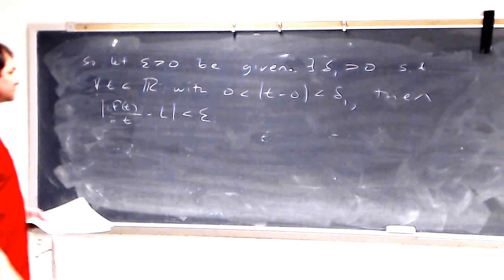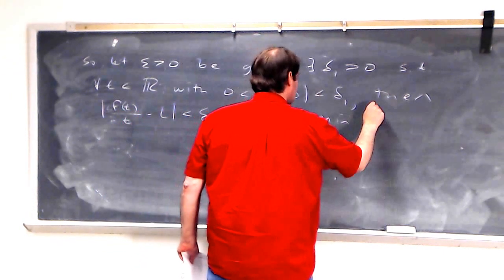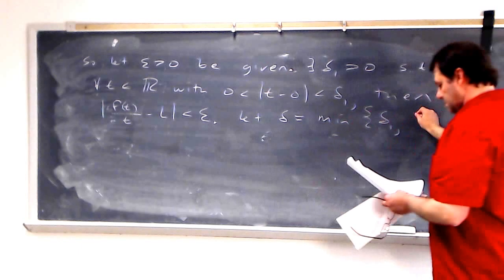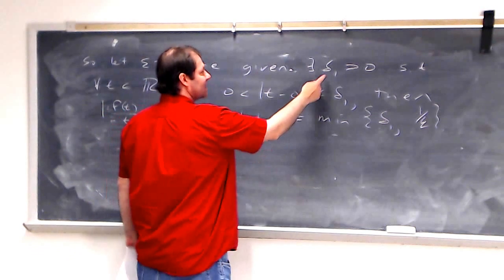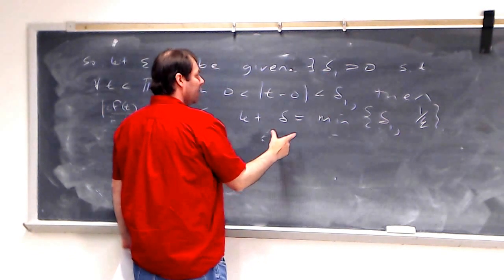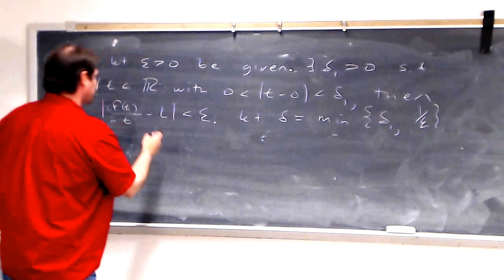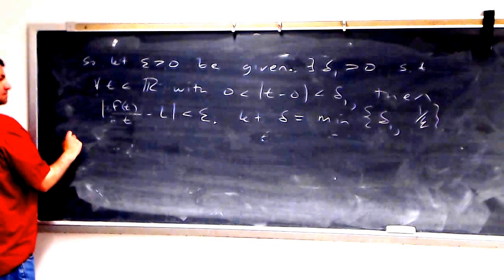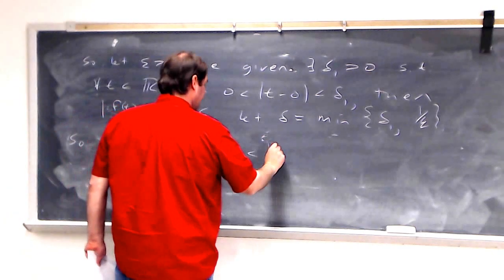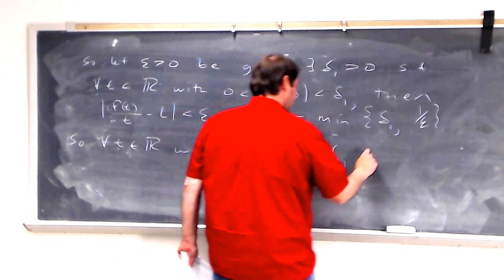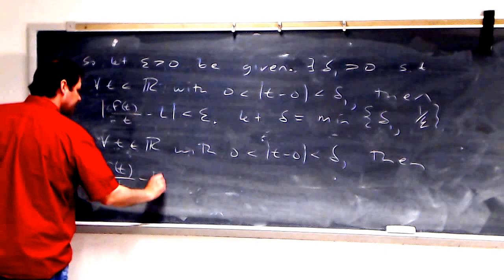Well, let us pick a delta equal to the minimum of delta sub 1 and 1 over epsilon. So this delta is definitely less than or equal to delta sub 1. And so as long as the absolute value of t minus 0 is less than this delta, it will be less than delta sub 1. And so what we get for delta sub 1 will also occur for delta. That is, for all t element of R with 0 less than the absolute value of t minus 0 less than delta, the absolute value of f of t over t minus L will still be less than epsilon.